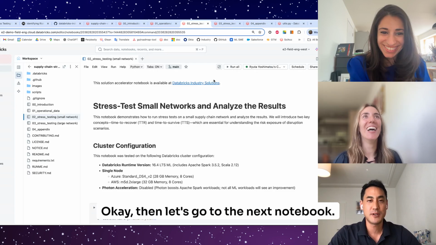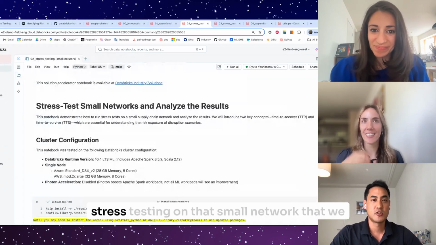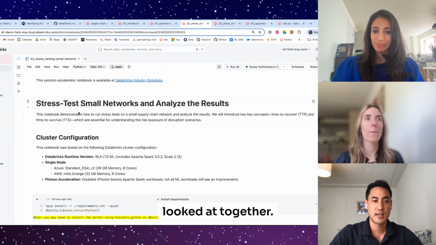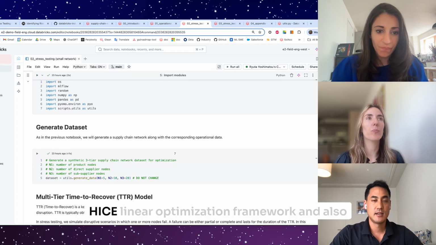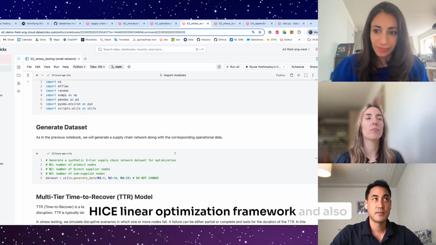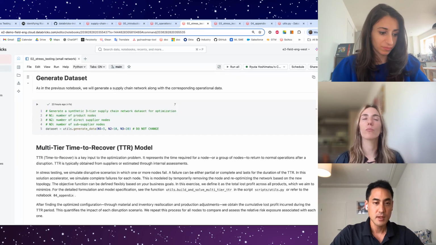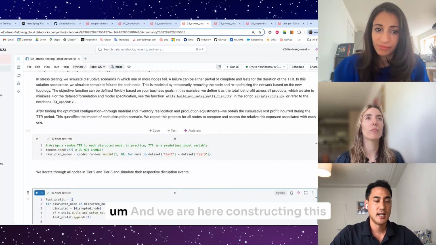To the next notebook. So this is the notebook that actually applies stress testing on that small network that we looked at together. And for this, we're going to be using this HIGHS linear optimization framework and also PyOMO, which is a modeling framework. So we're generating the same data set again using the utility function.